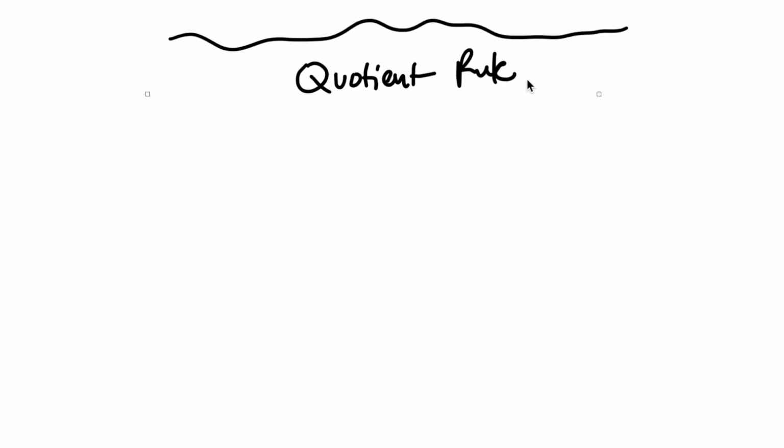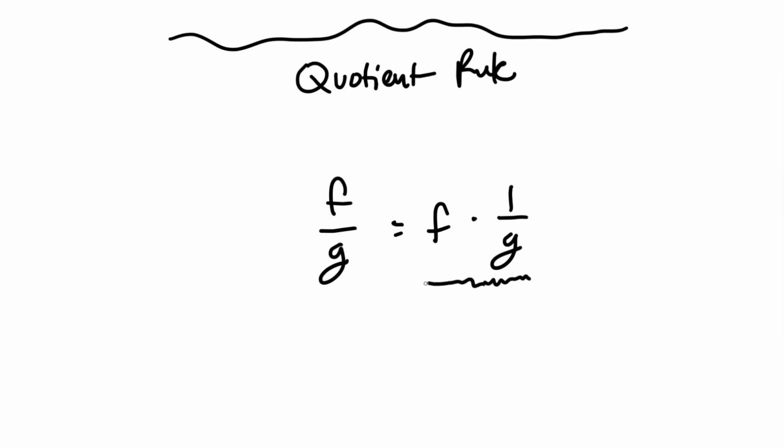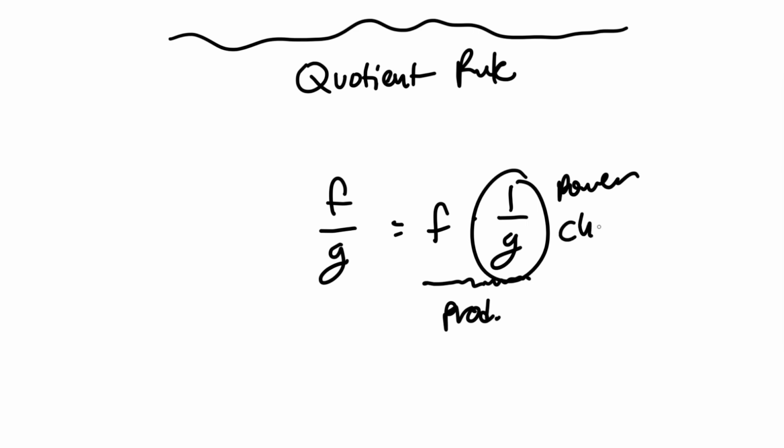So the origin of the quotient rule is really thinking of f over g as f times 1 over g, and then the derivative of this entire thing is the product rule, and the derivative of this is the power rule, and then the chain rule.